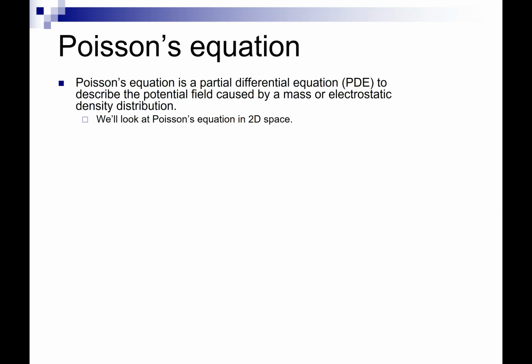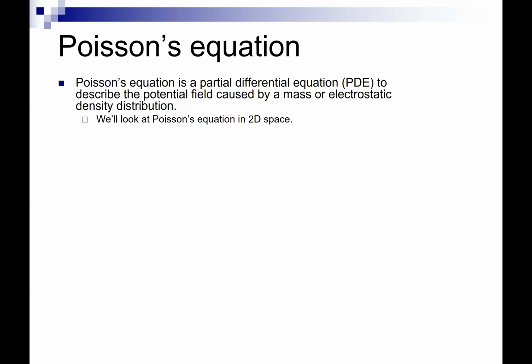Now next, we're going to focus on some special cases of the Gauss-Seidel method. For these cases, we can actually get more speedup than in the previous example. The case we're going to look at is called Poisson's equation. Poisson's equation is a partial differential equation, and it can describe some physical phenomenon like a potential field.